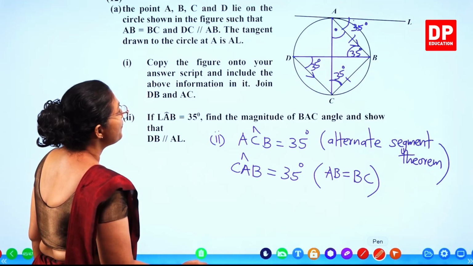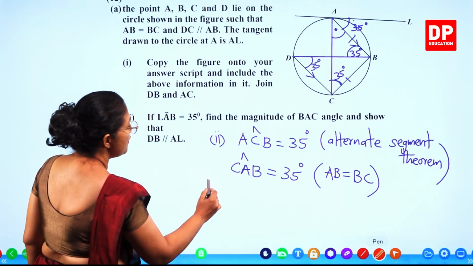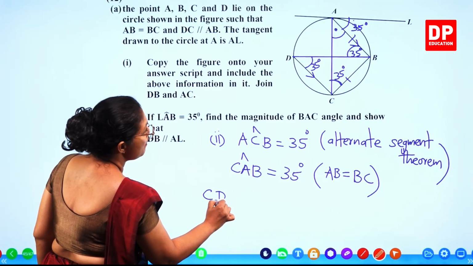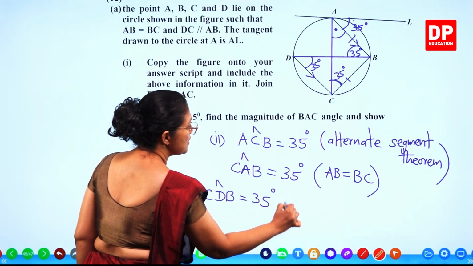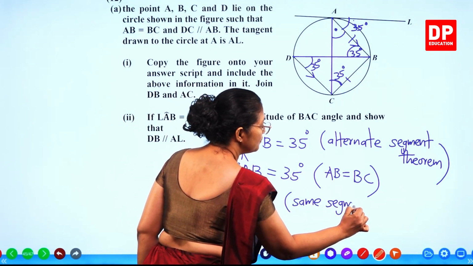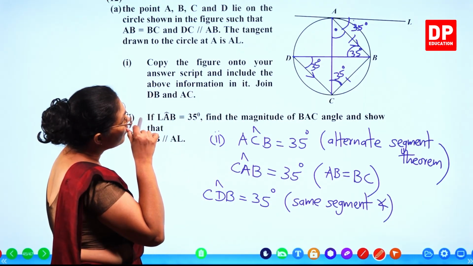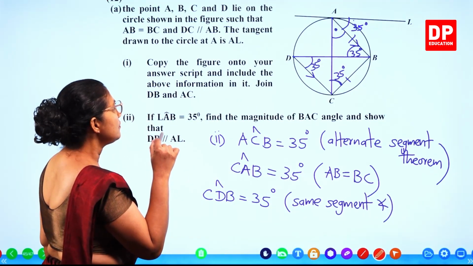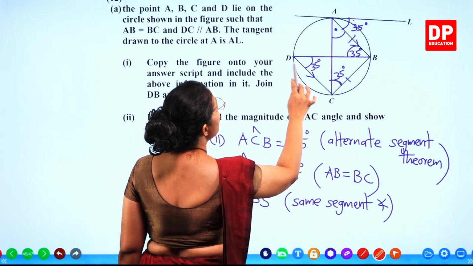We'll write down. So we found CAB. So we'll write CDB angle is also 35. Same segment angles are equal. Then this is 35. Then what else we can write?